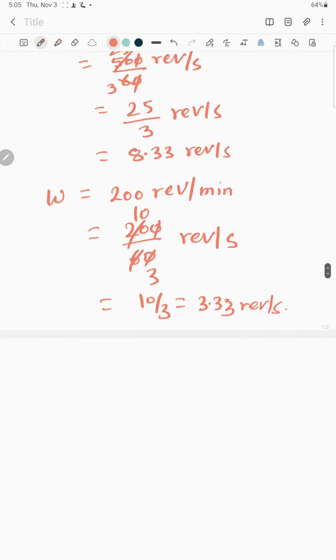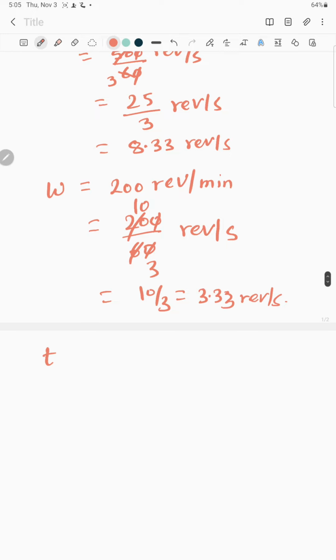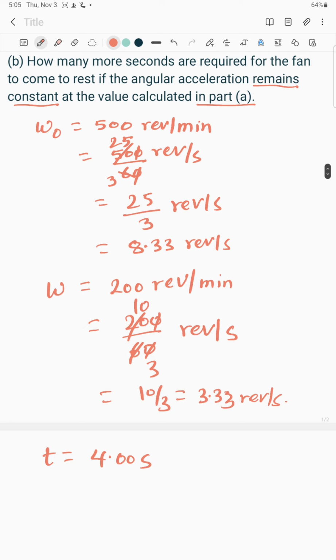The other thing given here is time. It takes 4 seconds to change the angular velocity from 500 revolutions per minute to 200 revolutions per minute. It means this fan is decelerating. The angular velocity is decreasing with time.